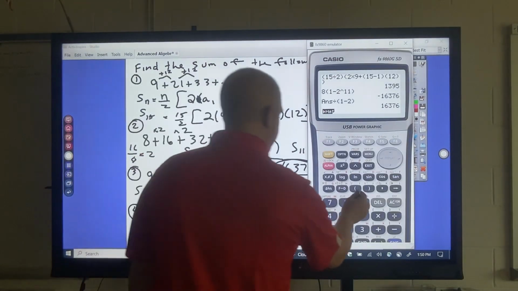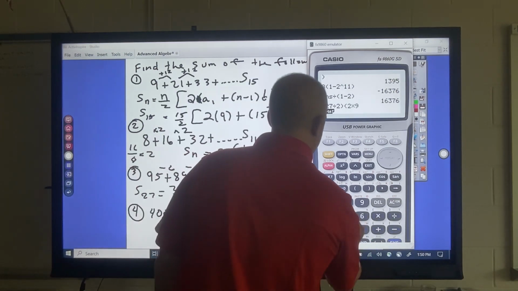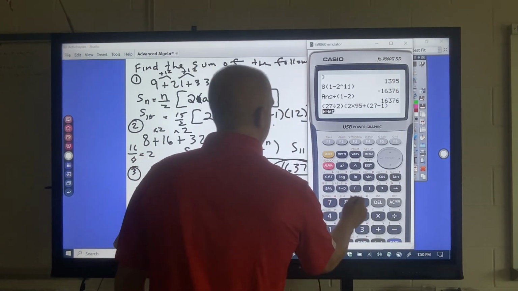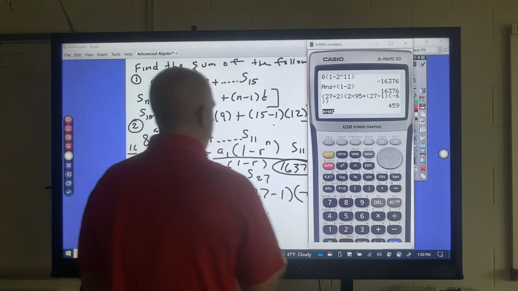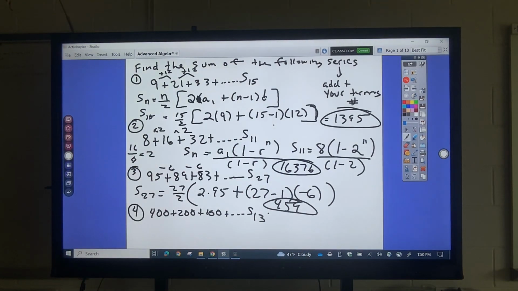I can put parentheses around the 27 divided by 2, 2 times 95 plus 27 minus 1, times negative 6. And that gives me 459 if you were to add up all those terms.